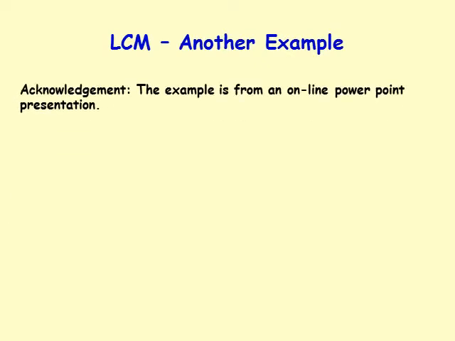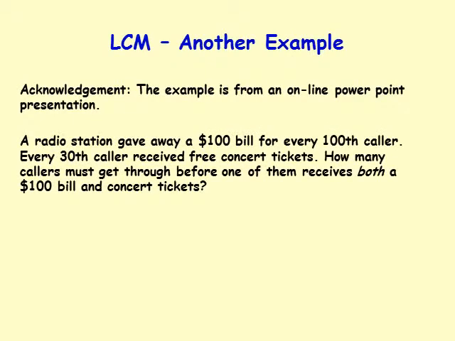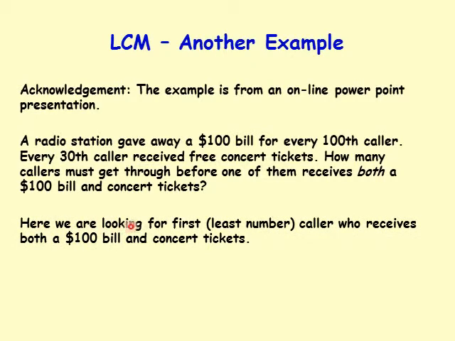Example continued. So this is another example here. A radio station gave away a $100 bill for every 100th caller, and every 30th caller received free concert tickets too. How many callers must get through before one of them receives both a $100 bill and a concert ticket? Here we're looking for the first, the least number caller who receives both a $100 bill and concert tickets.